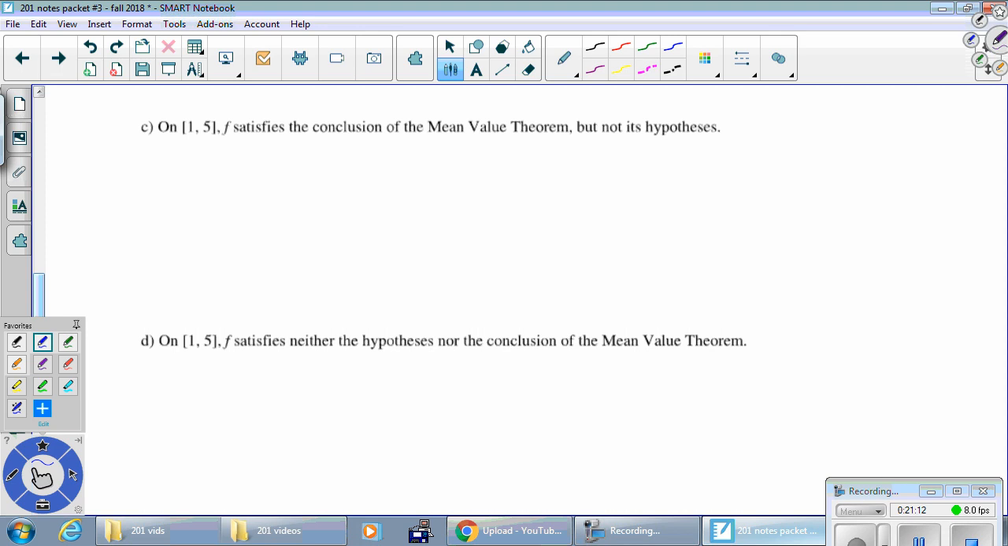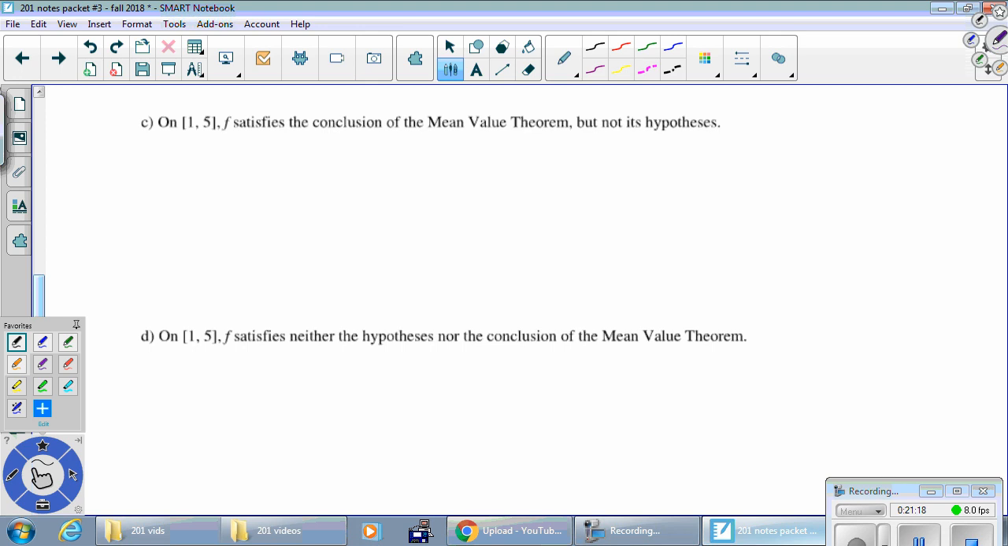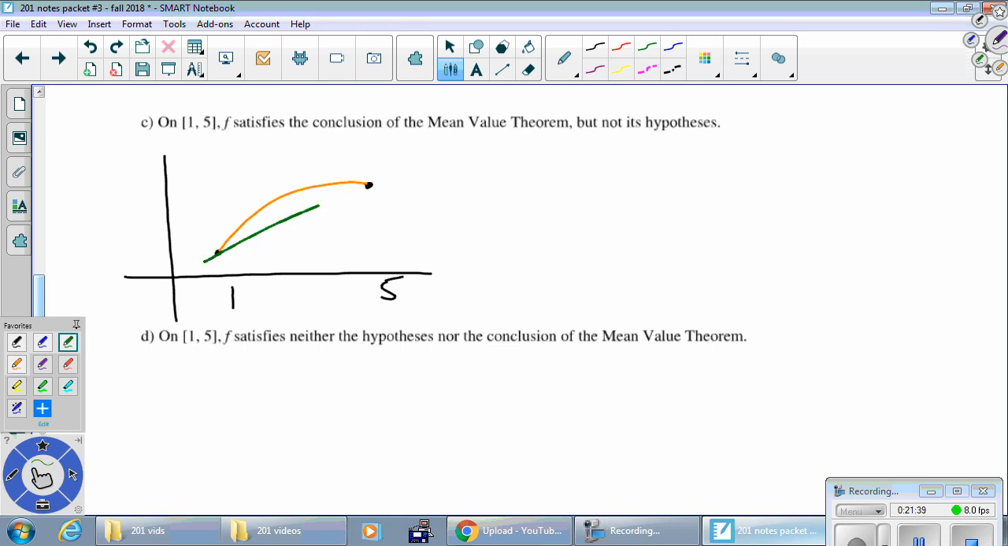Okay, now we want something that satisfies the conclusion but not the hypothesis. Conclusion but not the hypothesis. All right, so for this one, here's my technique. I'm going to put a point at 1, put a point over here at 5. I am going to just draw something nice, something differentiable. So for this particular function, it satisfies the hypotheses and the conclusion. I'll go ahead and draw in my secant line, and then I will eyeball where my tangent line is, something like that. I've got the magic point right over here. That's your C.